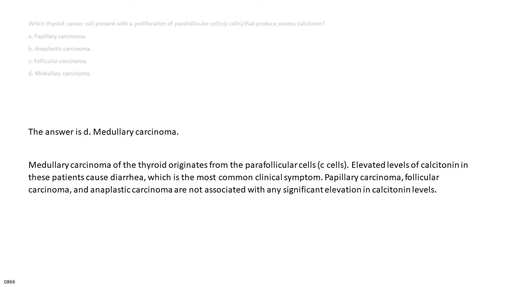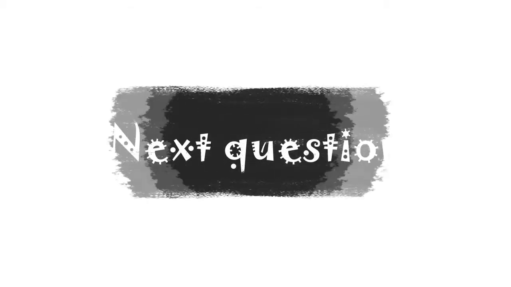The answer is D. Medullary carcinoma. Medullary carcinoma of the thyroid originates from the parafollicular cells, C cells. Elevated levels of calcitonin in these patients cause diarrhea, which is the most common clinical symptom. Papillary carcinoma, follicular carcinoma, and anaplastic carcinoma are not associated with any significant elevation in calcitonin levels.